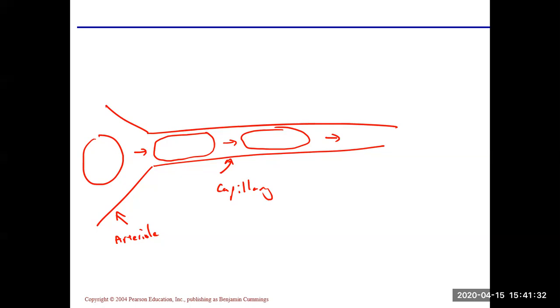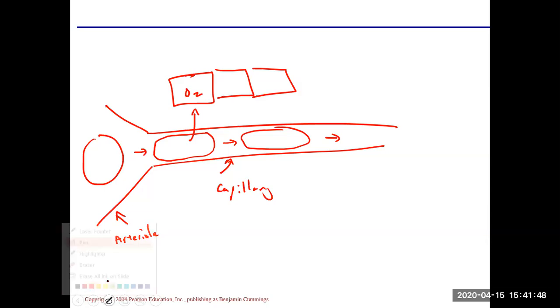And because they come into contact with the wall and they are going very slowly, that allows them to exchange the oxygen to the tissues, for example. These are the cells of the tissues. So oxygen can go in here, and carbon dioxide can come out and be carried away. Here's the carbon dioxide, or some of it could go to the plasma as well. We'll discuss what percentage of it could go where later.